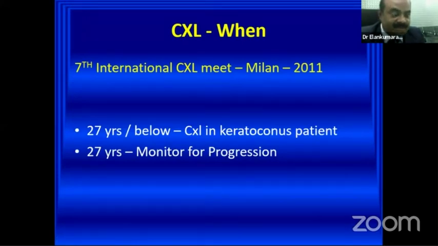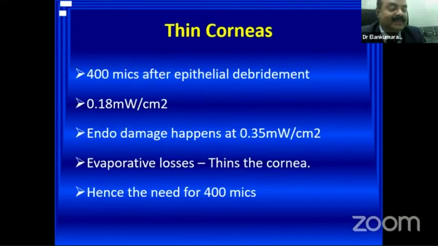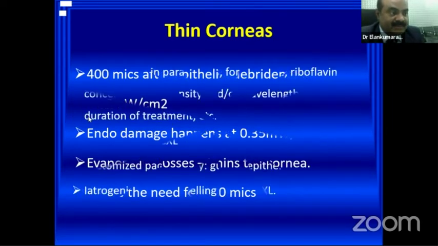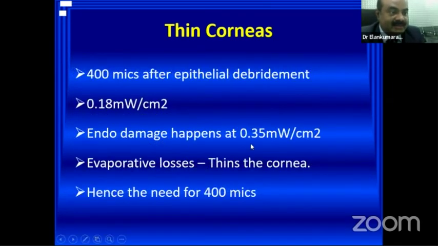When should we do it? Remember, the young patients, again, there's another slide for this later, but the young patients do it earlier. For slightly elderly patients, monitor progression, then do it. Why do we consider 400 microns as the least? Remember that during the procedure, there are evaporative losses which thin the cornea, and this 0.18, whatever we use, can cause damage to the endothelium, hence the need for 400 microns.